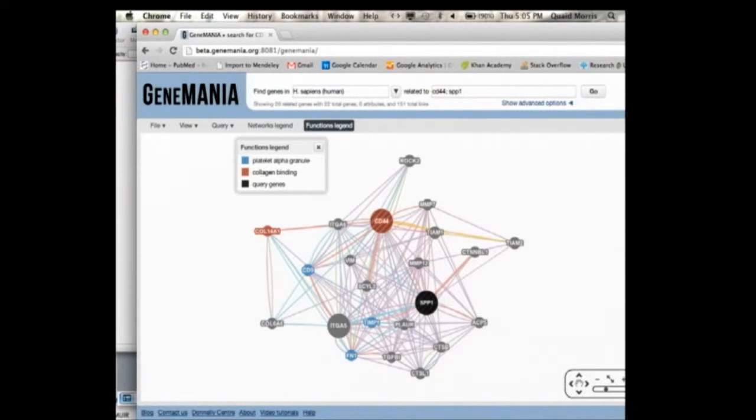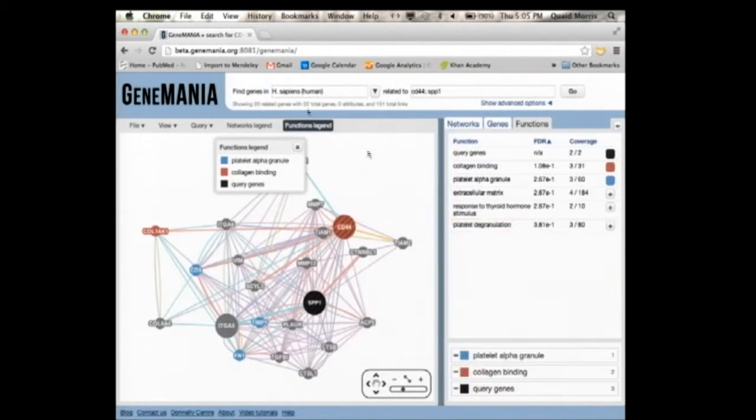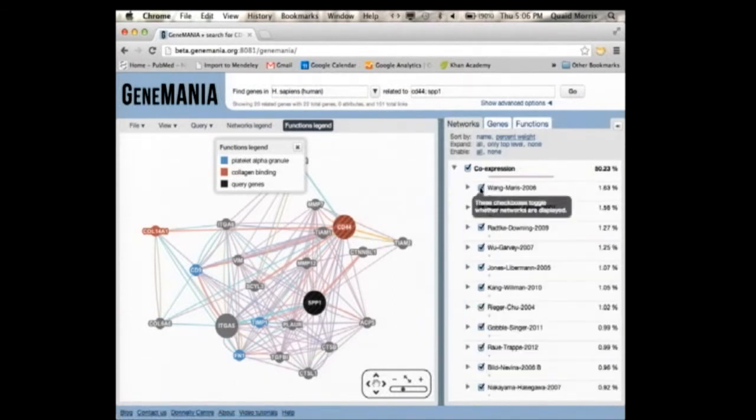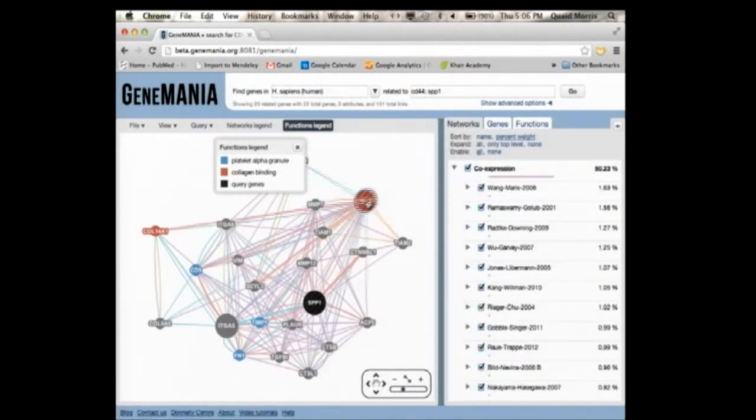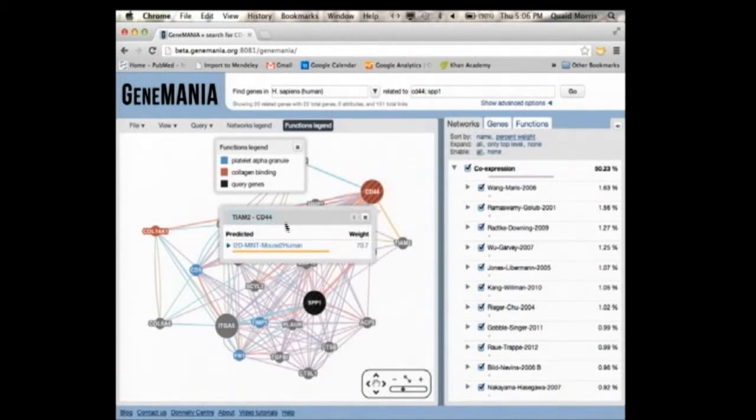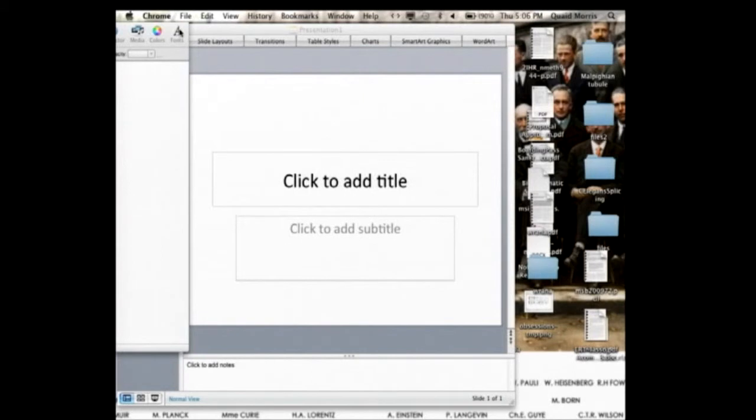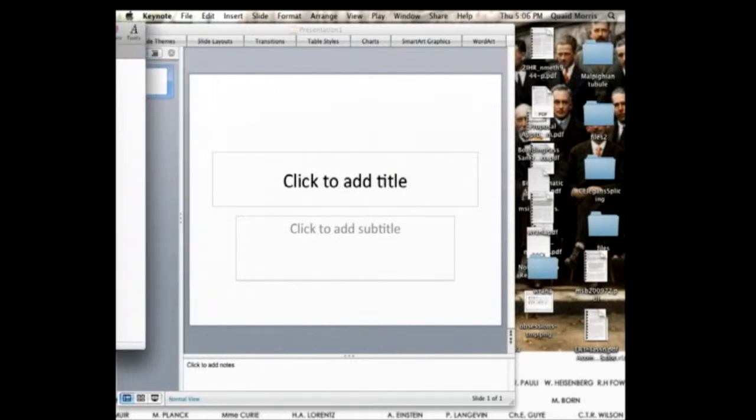It's not clear if that's going to work beautifully, but what I'm not showing you is that here we could find out about the networks. You get information about the networks that are connecting these things together. You can look in on specific links and find out how those two things are linked together, and then follow through to find out more information about that network. It's something you can do just during a talk, and it works very nicely in case you get bored.